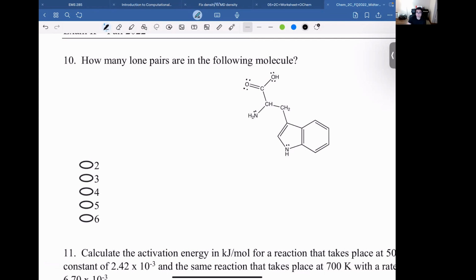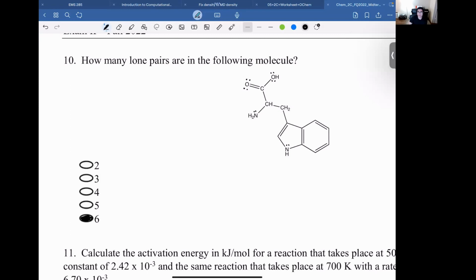The easy way to know is how many bonds do they typically have, which is 1, 2, and 3. And then you just fill in the lone pairs to get the full octet. And then you go ahead and count them up. So we have 1, 2, 3, 4, 5, 6. And that is your answer.